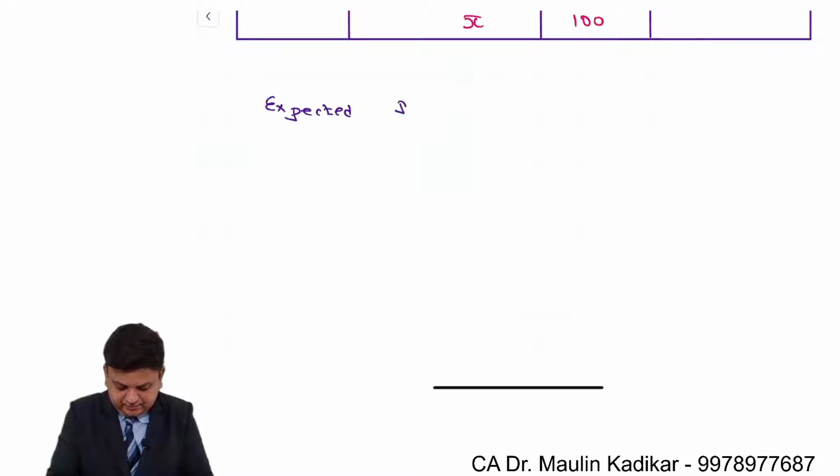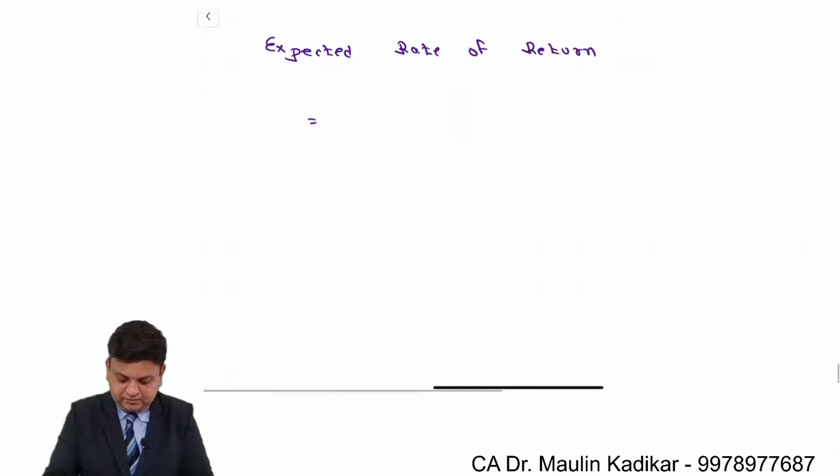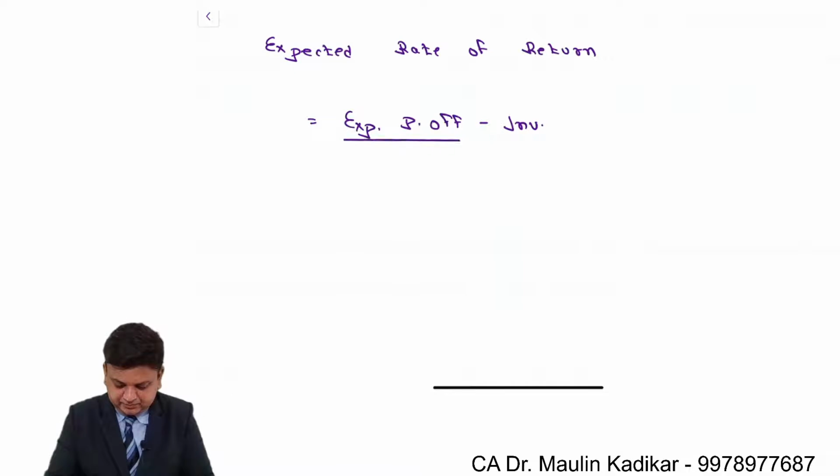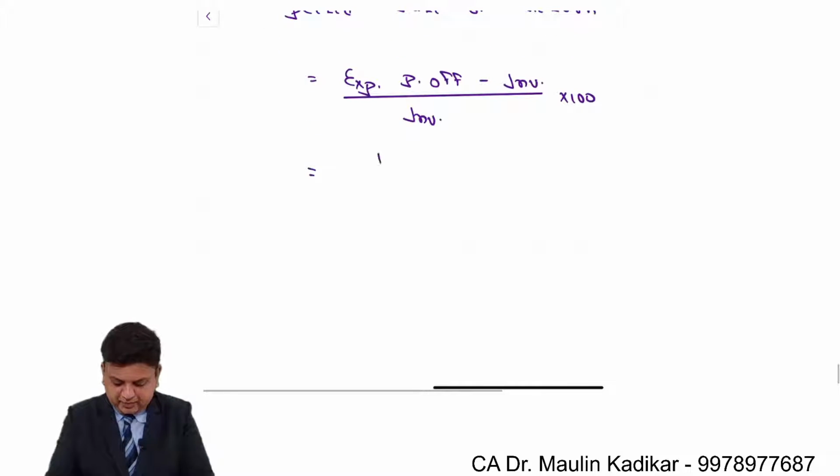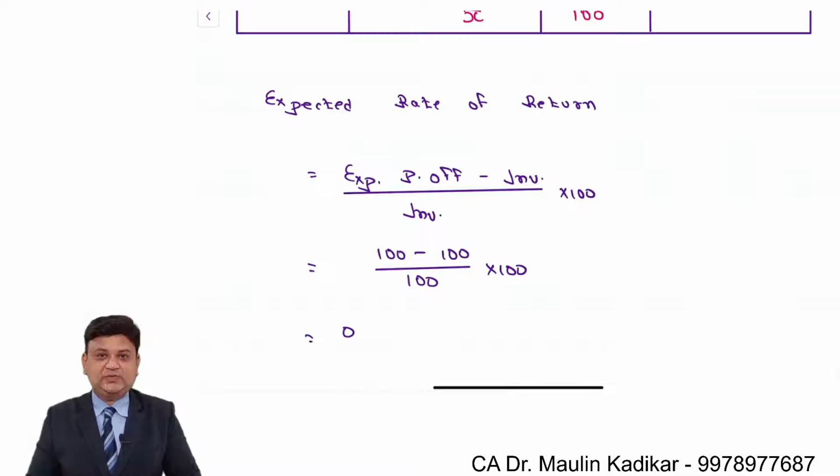Expected rate of return is equal to expected payoff minus investment upon investment into 100. So it is 100 minus 100 divided by 100 into 100. So the answer is 0. So the expected rate of return is 0. Why? Because what you are going to get is equal to the amount of the investment that you make.